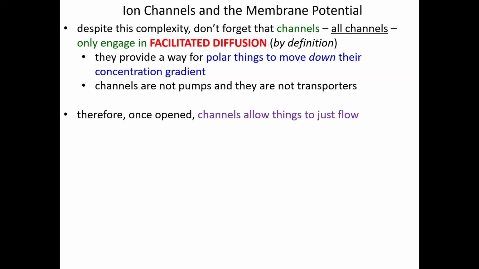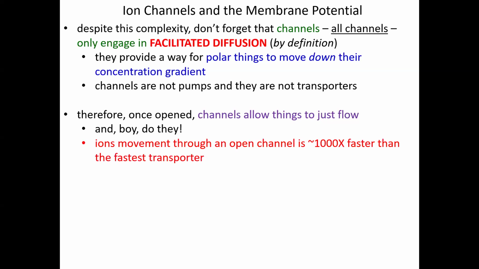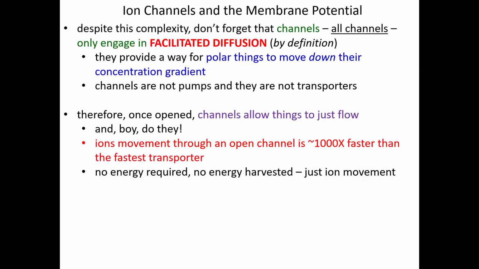So once a channel is open, if it's gated, all channels are doing is letting things flow and follow their natural gradient. And if that gradient is severe and there's a lot of potential energy and wanted flow, then you better believe those ions are going to flow rapidly and generate a lot of kinetic energy. In fact, ion movement through an open channel is about 1,000 times faster than the fastest transporter. And that's, of course, because transporters have moving parts, and those moving parts slow the diffusion down. Channels are just an open doorway, so things can flow through that open doorway as quickly as they possibly can.